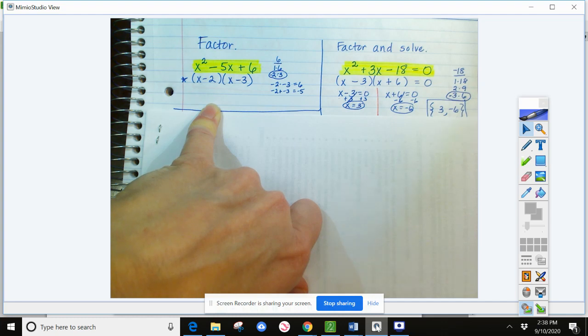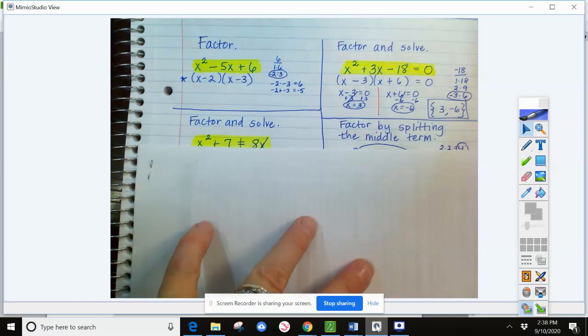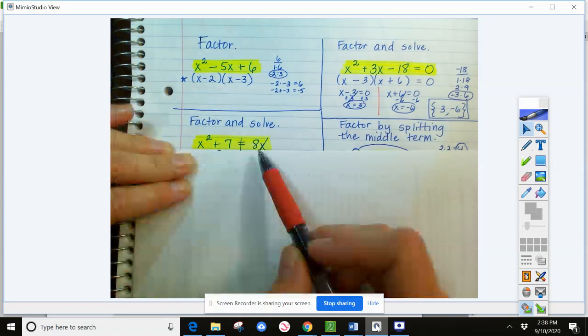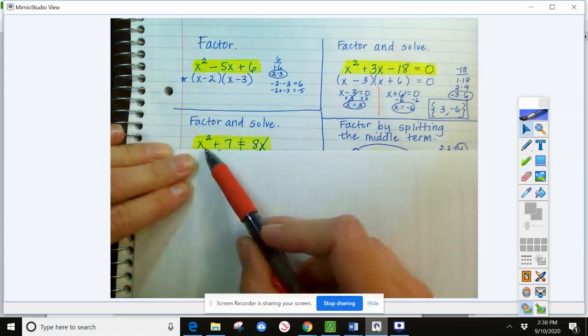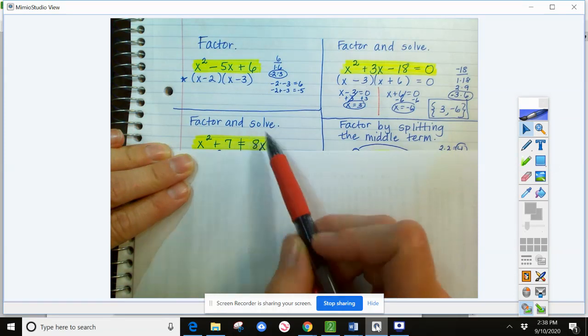All right, got one more factor and solve question for you. It is here. All right, now this problem is different because it is not in standard form. It is not equal to 0. This is equal to 8x, so we need to adjust that.